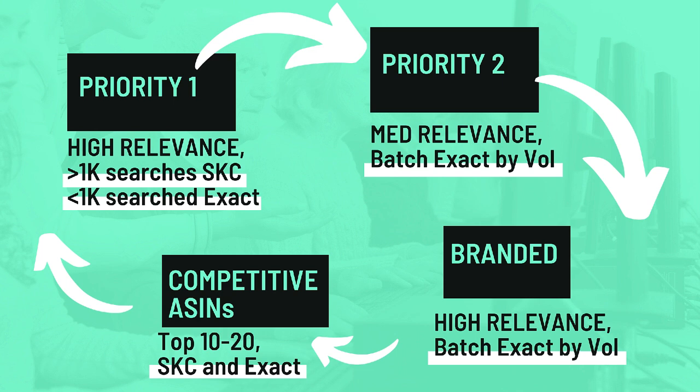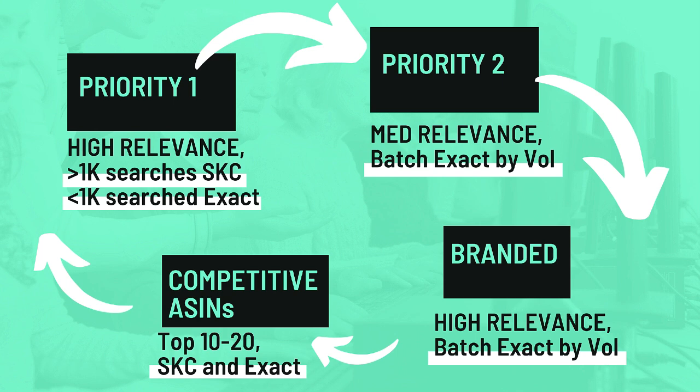So these are high relevance, and generally speaking, what we're going to do with these ones, we're going to segment them out to greater than 1,000 searches per month. And we're going to put those into single keyword campaigns. Again, we'll get to this in another video. And less than 1,000, we're also going to target with exact match terms, and we're going to do that in a batch methodology. The second is priority 2s, which are kind of relevant, but not super relevant. And those ones we can basically batch into larger exact campaigns based on volume.